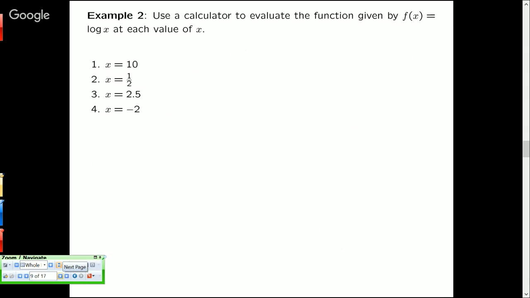Use a calculator to evaluate the function given by f of x equals log x at each value of x. So you're looking at log of 10. You guys have a calculator. It says use a calculator. This is where we have to understand something. How many log functions do you have on your calculator? The correct answer is 2. How can you tell? What's the difference? You should have a log with just log, that's log base 10. And you should have an ln, natural log. Those are your 2 logarithmic functions on your basic calculator.